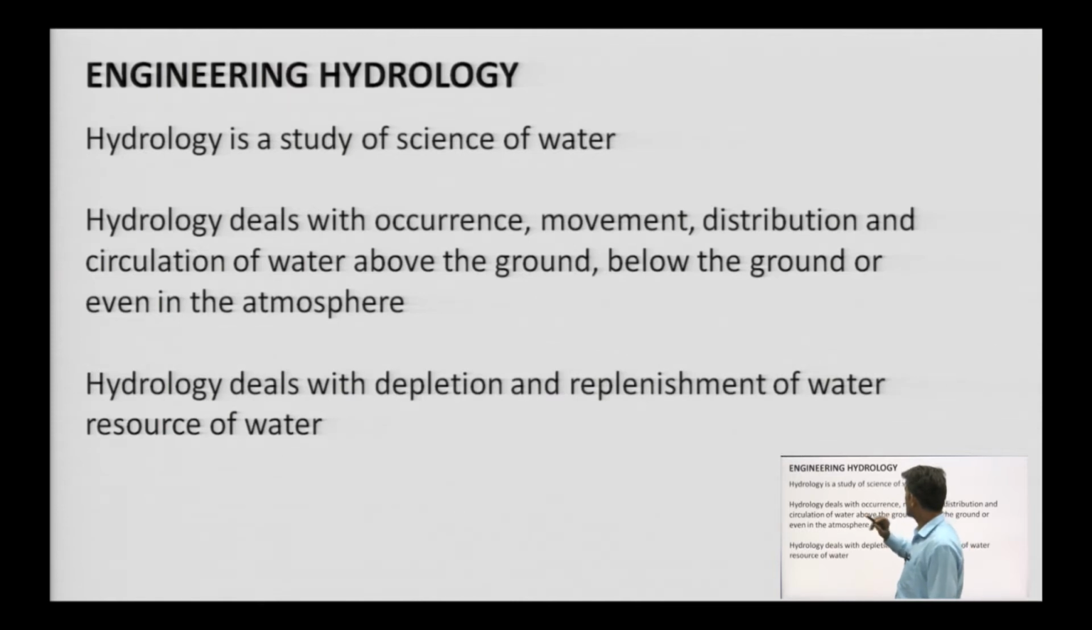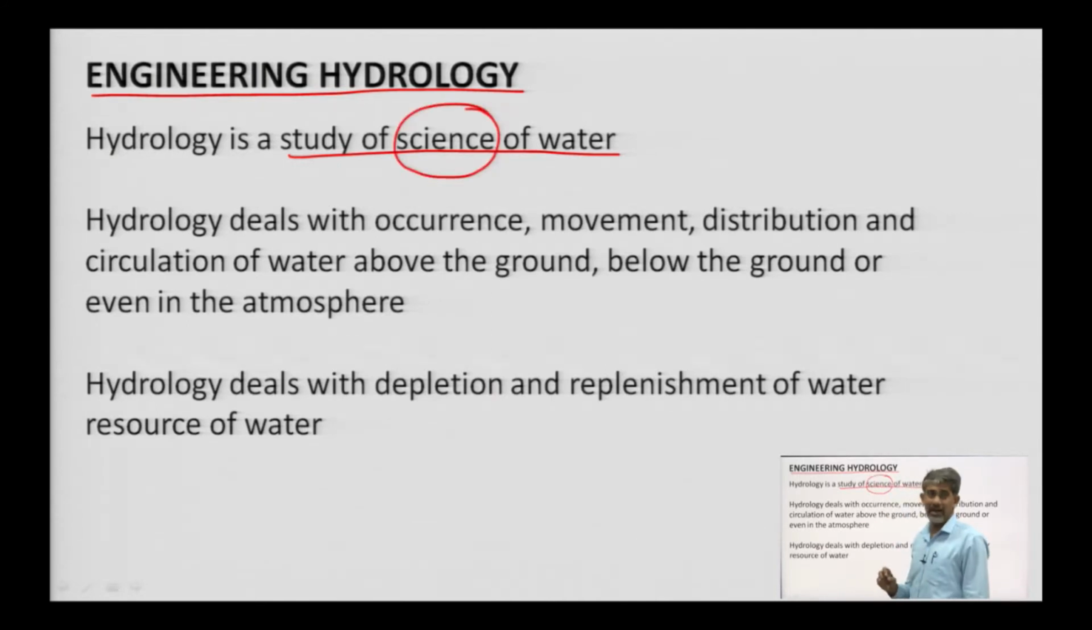Let us see what engineering hydrology is. Engineering hydrology is the study of the science of water, and this science is related to the availability of water on the planet. What quantity will be available, what forecasting procedure we should follow, and what procedures to follow in case of droughts and in case of flooding. This type of thing we are going to study under hydrology: the availability of water within the planet.